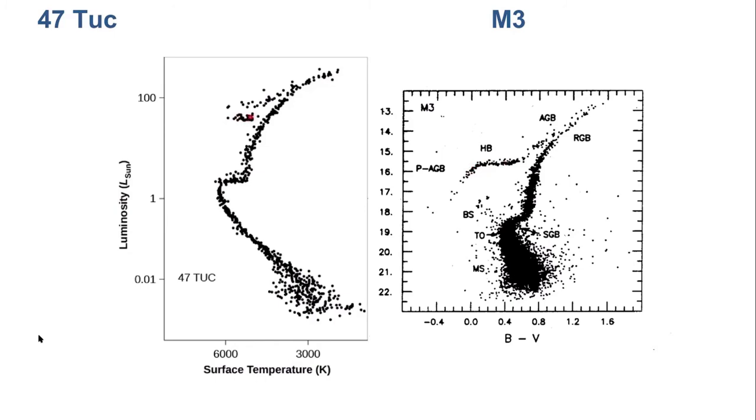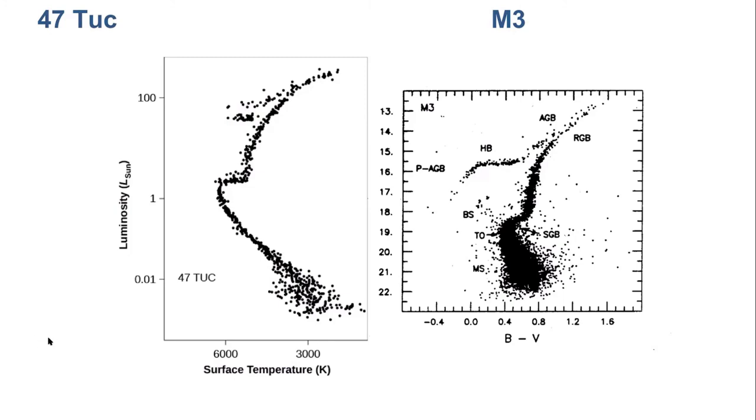47 Tuc has a very short and blue horizontal branch, whereas this globular cluster M3 has a very elongated horizontal branch. But it's the same thing. It just has to do with the amount of metals that these stars have that contribute to how much mass these stars lose, which contributes to what the true morphology of the horizontal branch looks like. But these guys are all helium core burners, as are all of these guys.